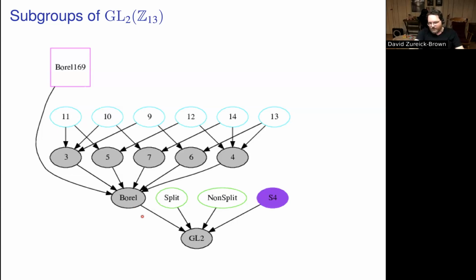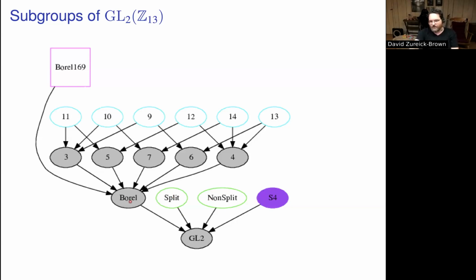To move deeper, to higher index, we don't need to think about any other group whose reduction mod 13 is a subgroup of the split Cartan or non-split or S4 group, because if the image mod 13 is contained in a split Cartan, it would already give us a point on this modular curve. So this is why this graph kind of stops there. There are subgroups of split and non-split. It's just that they're no longer arithmetically maximal.